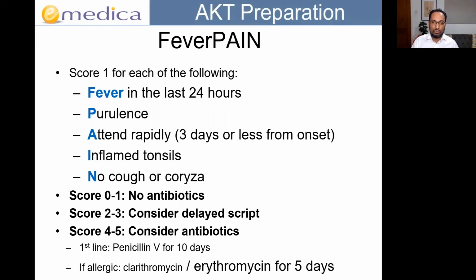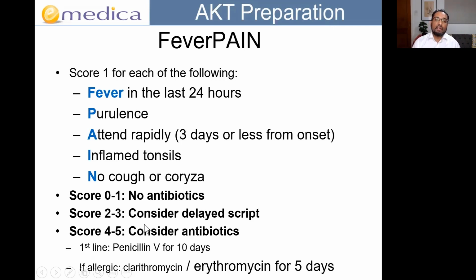If they score 2 or 3, there's actually a fair probability that it is going to be sensitive to antibiotics, that it is likely to be bacterial, but it may also well get better on its own. So the guideline recommends consider a delayed script if they score 2 or 3, and this patient scored 3. Whereas if they scored 4 or 5, consider starting antibiotics there and then, okay?